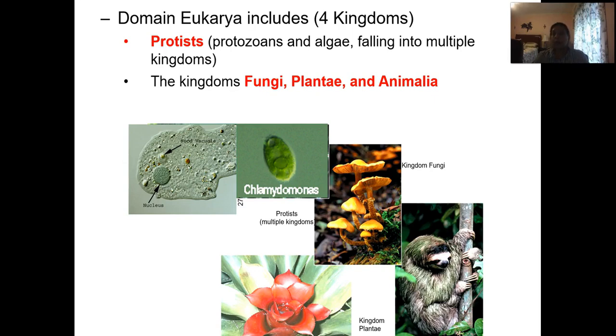Within the domain of eukarya, you have 4 different kingdoms. You have your protist, where you have protozoans and algae, which are your single-celled eukaryotes. And then you have your fungi, plant, and animals. In the other 3 kingdoms, those are all mostly multicellular organisms. Here are some examples of different types of eukaryotes that you can see in our environment. And just by looking at this little tiny snapshot, you can see how diverse these organisms are.